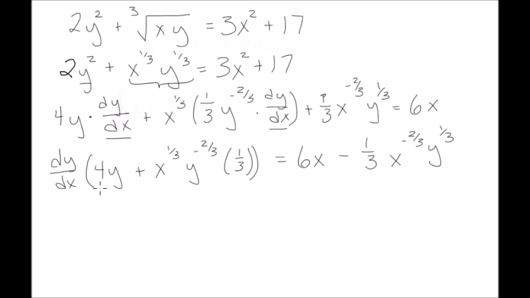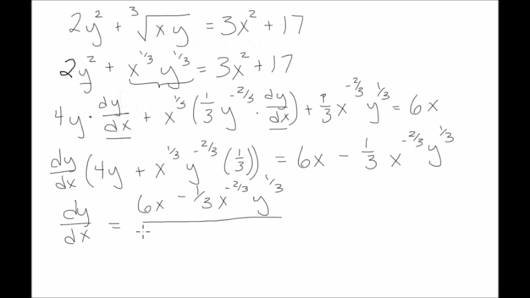My final step is going to be to divide the right-hand side by this term so that I get dy dx by itself. I get 6x minus 1/3 x to the negative 2/3 y to the 1/3 over 4y plus 1/3 x to the 1/3 y to the negative 2/3.